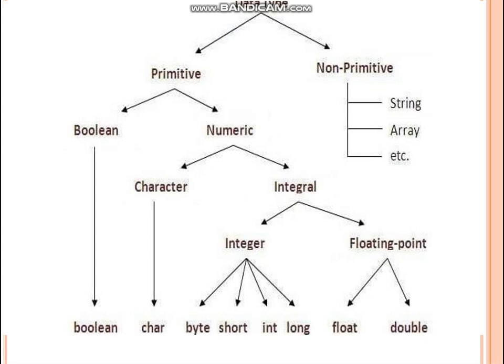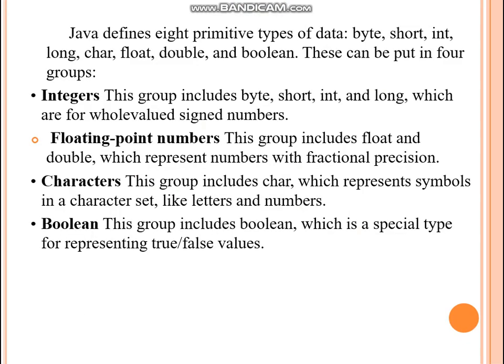For integers: byte, short, int, long. For floating point we have two types: float and double. In character we have only one type, char. And in boolean we also have only one type, boolean. And in non-primitive we have string, array, etc.